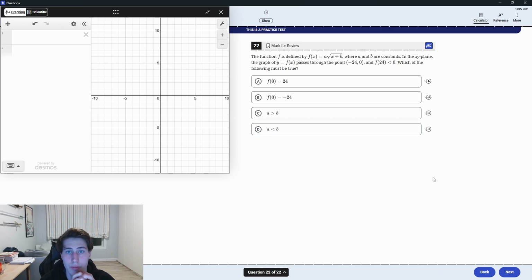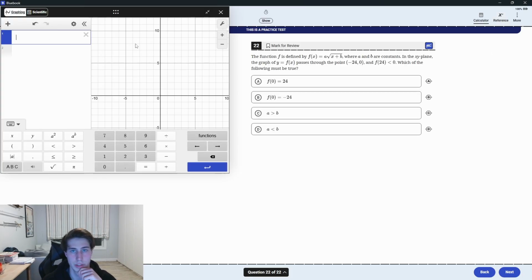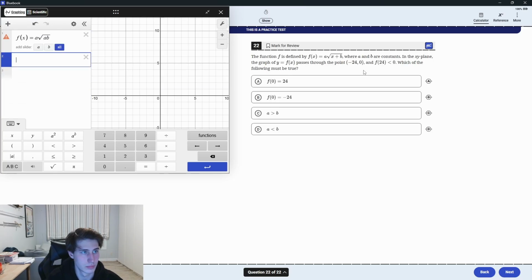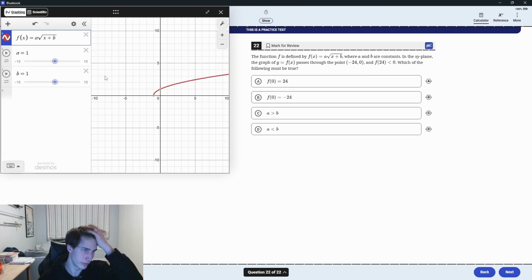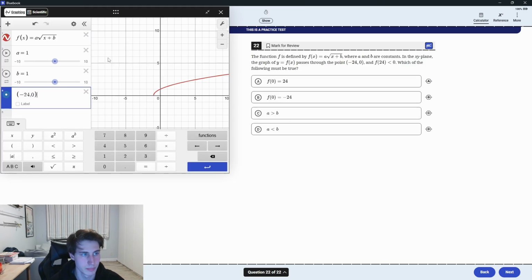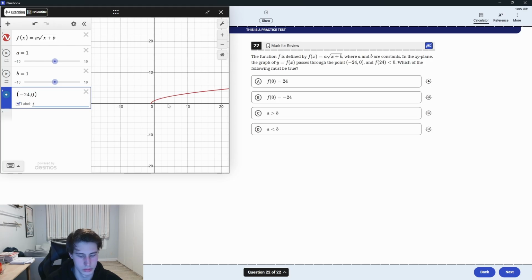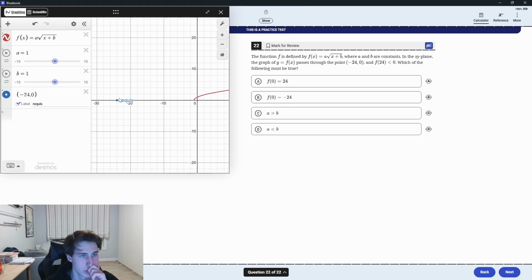And now 22. The function f is defined by f(x) equals a root x plus b, where a and b are constants. The graph of f(x) passes through the point (-24, 0), and f(24) is less than 0. Which of the following must be true? So let's graph this. f(x) equals a square root of (x + b), where a and b are constants, so we can add a slider for a and b. And it passes through the point (-24, 0). So let's put in a point, negative 24 comma 0, and we'll label this guy the requirement. So we have it over here.